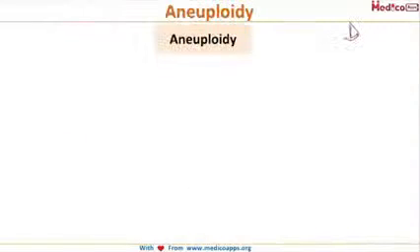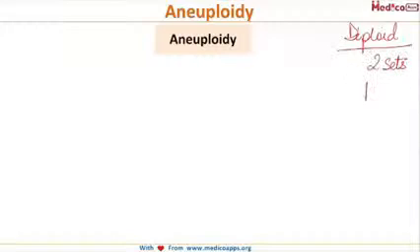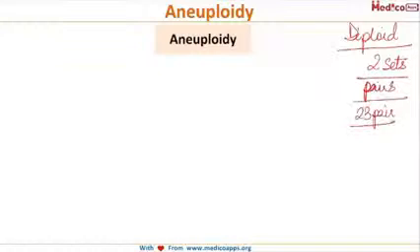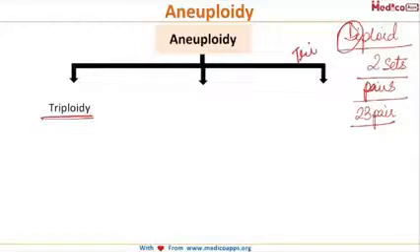To understand this, you need to remember that we as human beings are diploid. When I say this, what do I mean? I mean that we have all the chromosomes in 2 sets, or all the chromosomes are in pairs. And we have 22 pairs of autosomes and 1 pair of sex chromosomes, that is a total of 23 pairs of chromosomes. Now, instead of 2 sets of chromosomes, if we have 3 sets of chromosomes, then instead of diploidy, it will be called triploidy. So this is the first type of aneuploidy, triploidy.